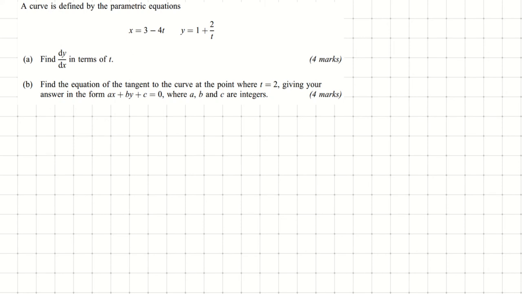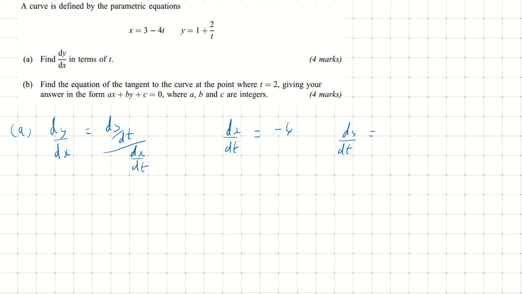Well, the key thing here is that dy by dx parametrically is given by the following equation. dy by dx is equal to dy by dt divided by dx by dt. So this is the equation we're going to need. So we have to work out what dy by dt and dx by dt are. Well, dx by dt is pretty straightforward. It's just minus 4.